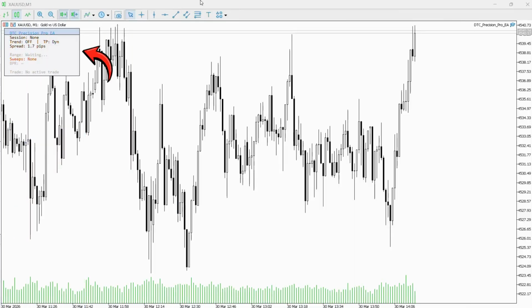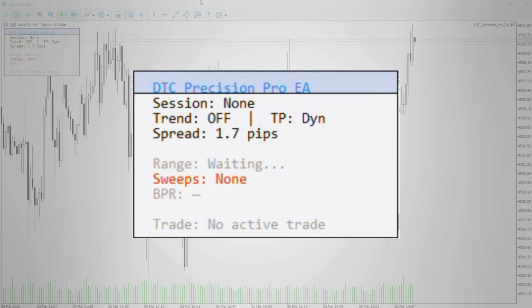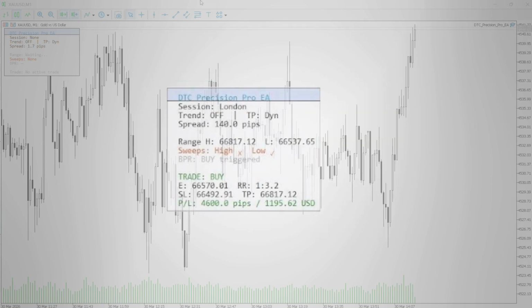The bot has an info panel right on the chart. In compact mode, which is the default, you get all the essentials. The EA name, which session is active, whether trend filter is on or off, which TP mode you're using, the current spread, the range high and low, sweep status, BPR status, and if there's an active trade, you'll see the entry, SL, TP, R to R, and live P/L.